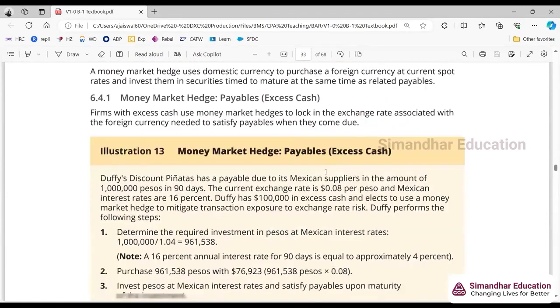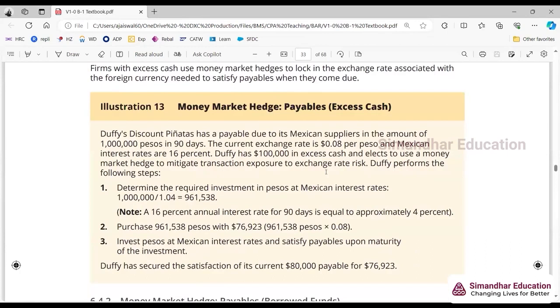Money market, right? So now, with a very cool mind, let's try to understand this. Duffy's Discount Pinatas, the company name, has a payable due to its Mexican supplier. Supplier means AP, right? In the amount of 1 million pesos in 90 days. So we have to pay 1 million pesos in 90 days, right? Current exchange rate is 0.08 per peso. So that is also fine.